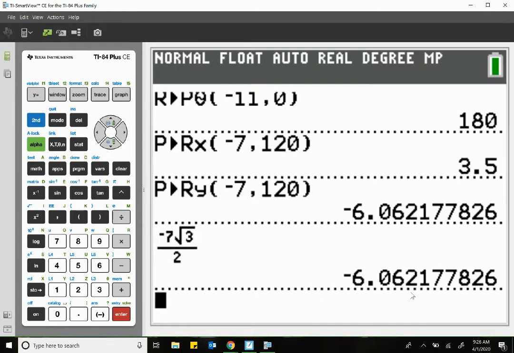See, the same. It just won't give you the exact answer if there's a radical involved. But pretty cool to know that we can do that. All right, but again, going back to what we were talking about.